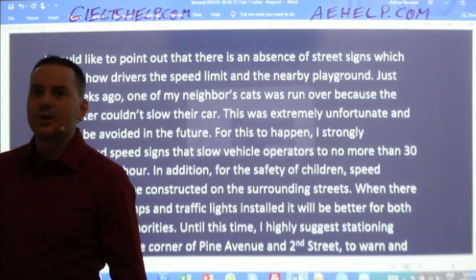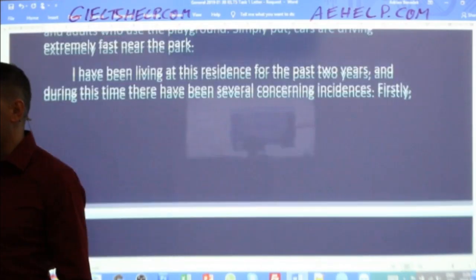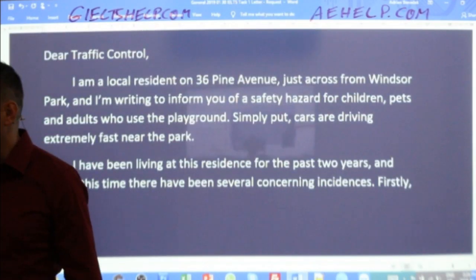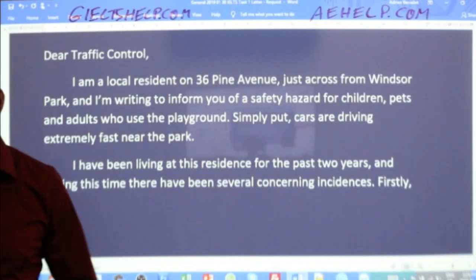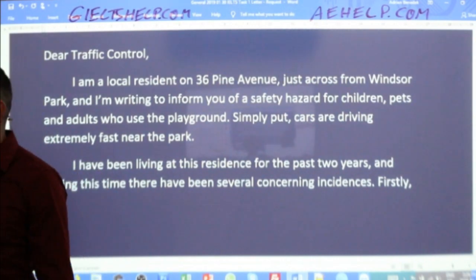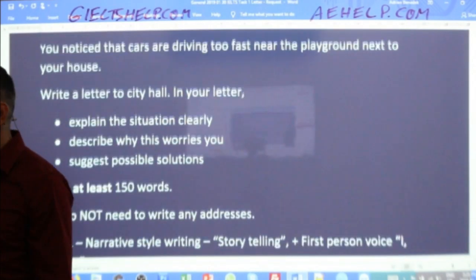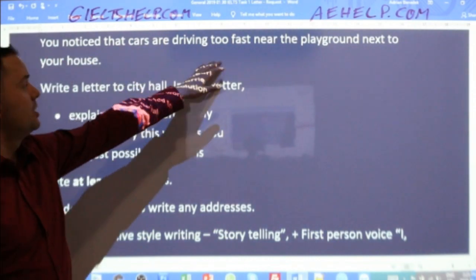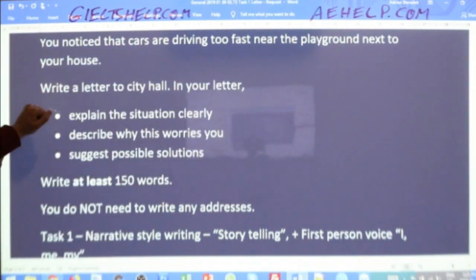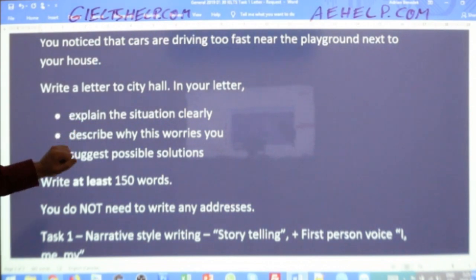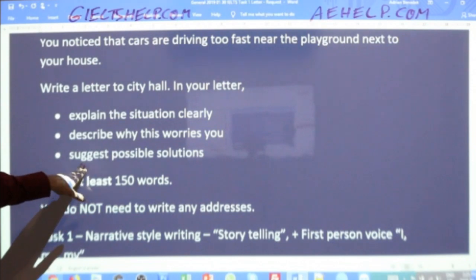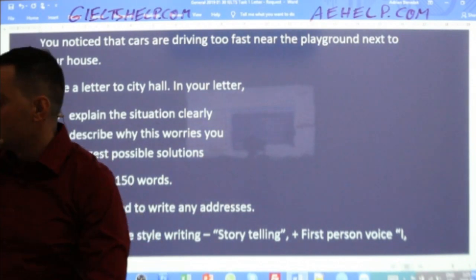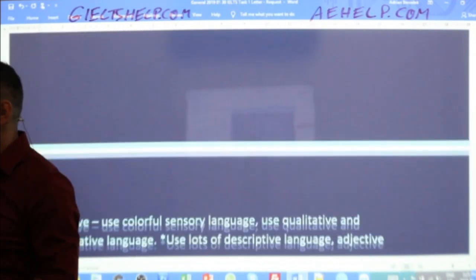All right, so students, there is our task 1, band 9 level response to this question. Again, the question was, when you're at home, make sure to do this, review the question and review what you wrote. You notice that cars are driving too fast near the playground next to your house. Write a letter to City Hall. In your letter, explain the situation. Describe why this worries you. Suggest possible solutions. Okay, we met all of those requirements.